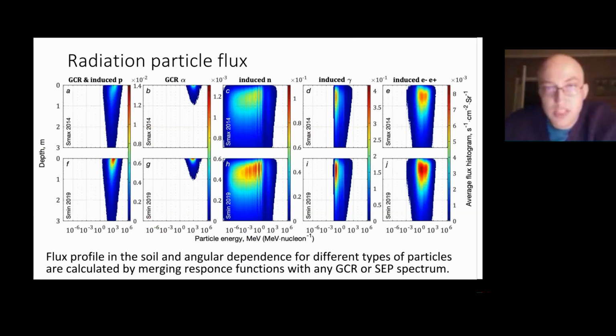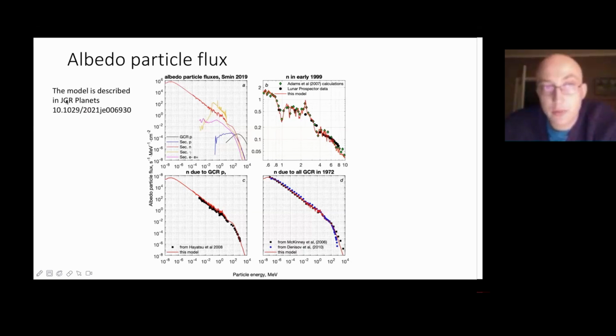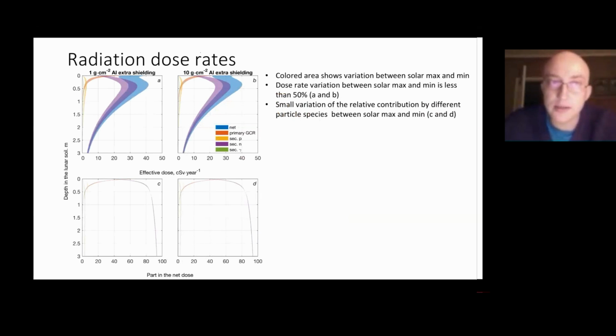The part with the model description is available in JGR Planets, and for the particle spectra, you will find a reference to the data set on Zenodo in this publication. The part with radiation dose estimates and schedule will be available soon. We are submitting the publication now.